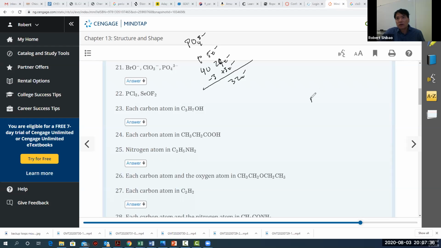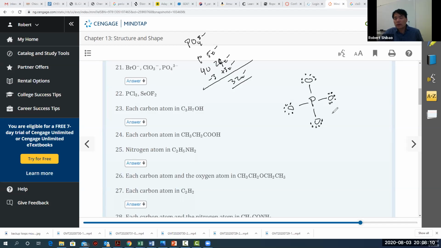All right, we're going to throw phosphorus in the center of this thing, and then we'll put in 4 oxygens here, like that. Then we're going to complete the octet here, like this. And that takes care of 32 electrons. Everybody has an octet. That's good.